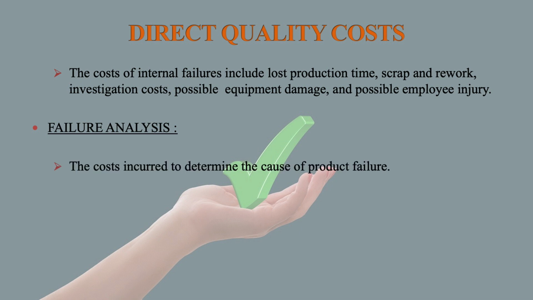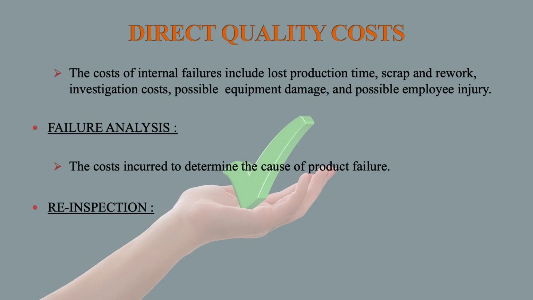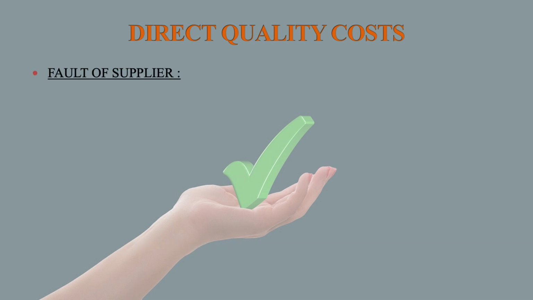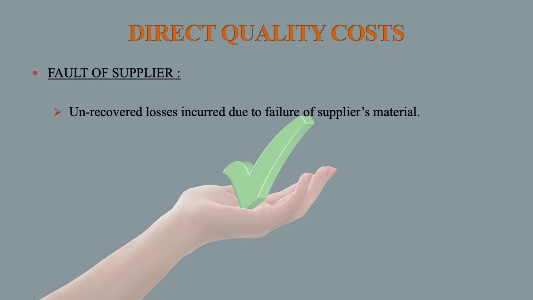Failure analysis: the cost incurred to determine the cause of product failure. So for any product failure, some examination takes place, which is known as failure analysis. For that also some cost is incurred. That is known as an internal failure cost. Reinspection: the cost of reinspection or retest of products that have been reworked. Fault of supplier: unrecovered losses incurred due to failure of supplier material. These are the various internal failure costs.